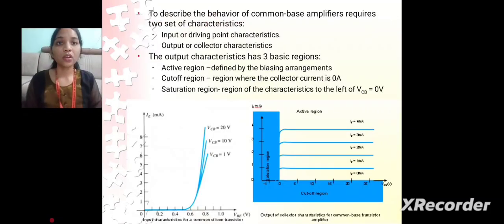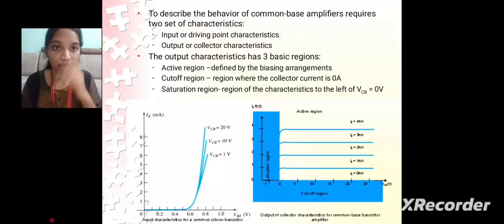To describe the behavior of common base amplifiers requires two sets of characteristics: input or driving point characteristics, and output or collector characteristics. The output characteristics has three basic regions: active region, defined by the biasing arrangements; cutoff region, the region where the collector current is 0 A, meaning 0 amperes; and saturation region, the region of the characteristics to the left of VCB equal to 0 V, 0 volts. Here we can see the graph.